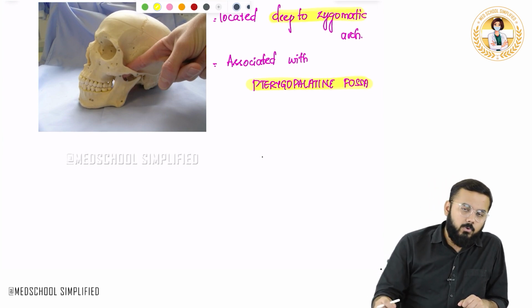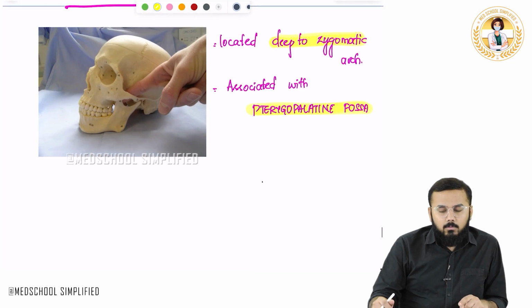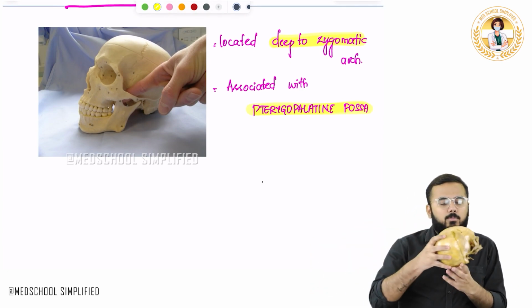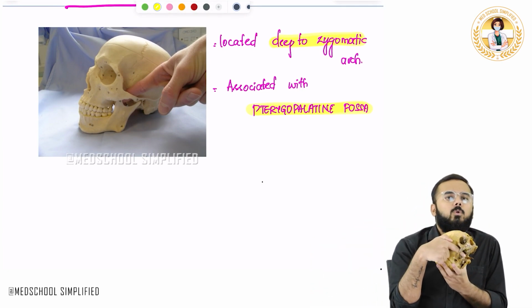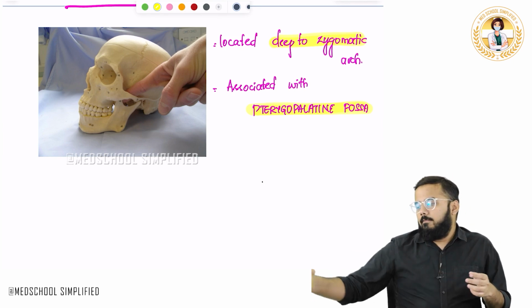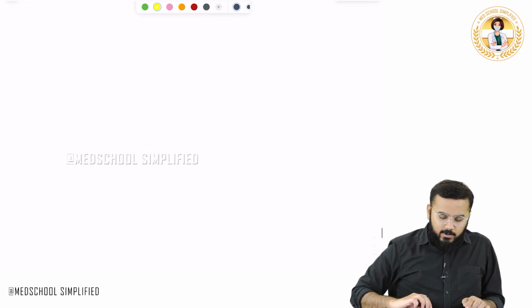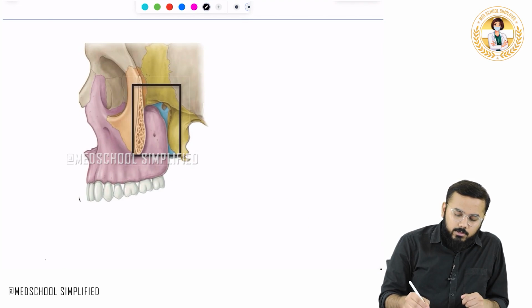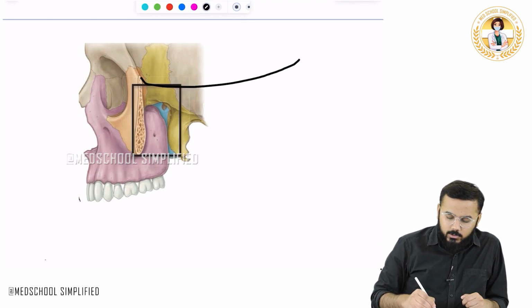Now, apart from these two important things, let us see what the borders are. If I wanted to look at the infratemporal fossa clearly, what should I do? I have to remove this zygomatic arch. I have to break open the zygomatic arch so that I can look at the infratemporal fossa very clearly. This was the place where your zygomatic arch was present. So we have removed the zygomatic arch.